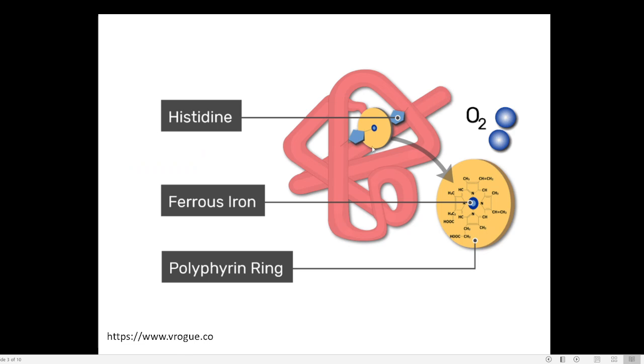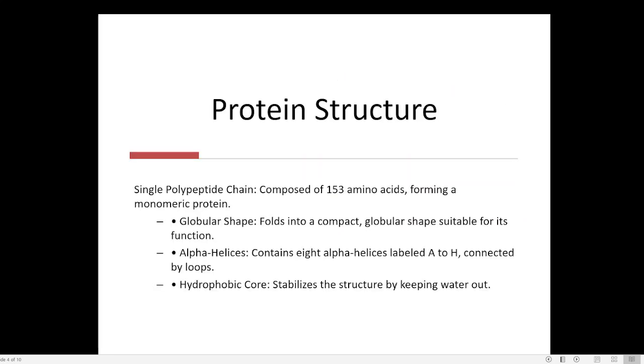There is a single polypeptide chain, and there is a heme group. At the center of the heme group, we have an iron atom, or ferrous iron atom, and there are two histidine molecules also there. So this is the basic structure of a myoglobin.